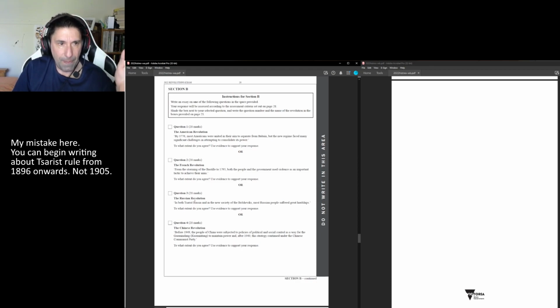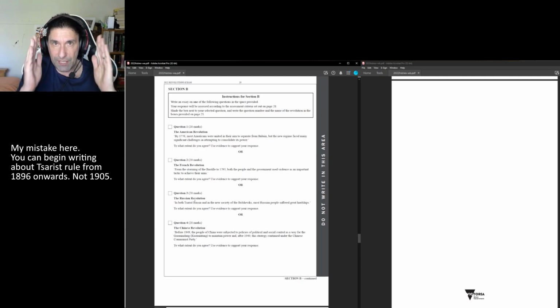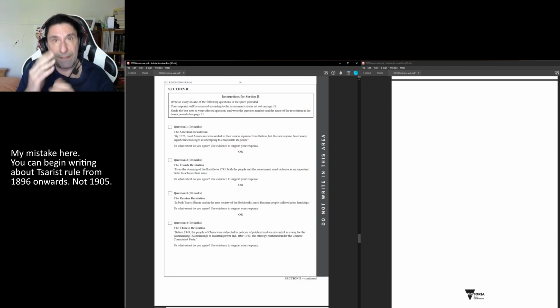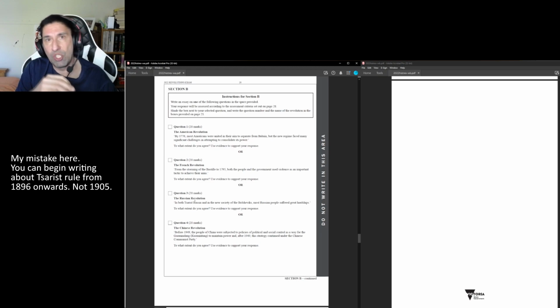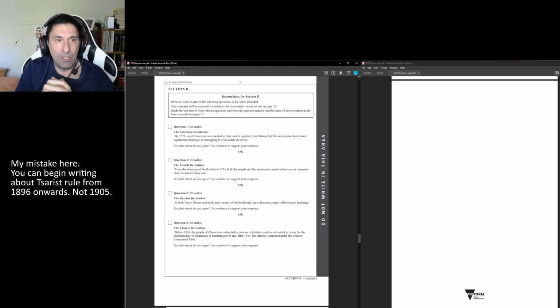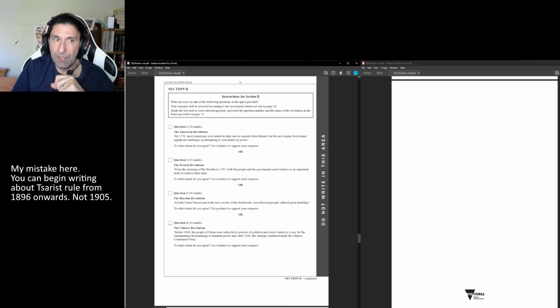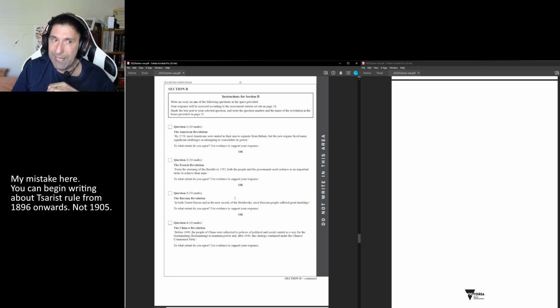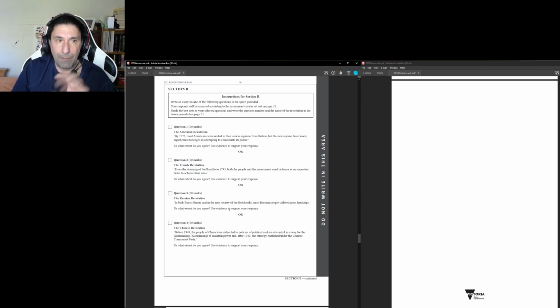1905 up to February 1917, that block of time, and then once the Bolsheviks get into power after the October 1917 revolution. So you would get marked down if you started talking about the period when the provisional government was in power here, because the question's not asking you about that. So you wouldn't talk about, for the Russian Revolution question here, the period from March 1917 up to prior to the October Revolution in October 1917.